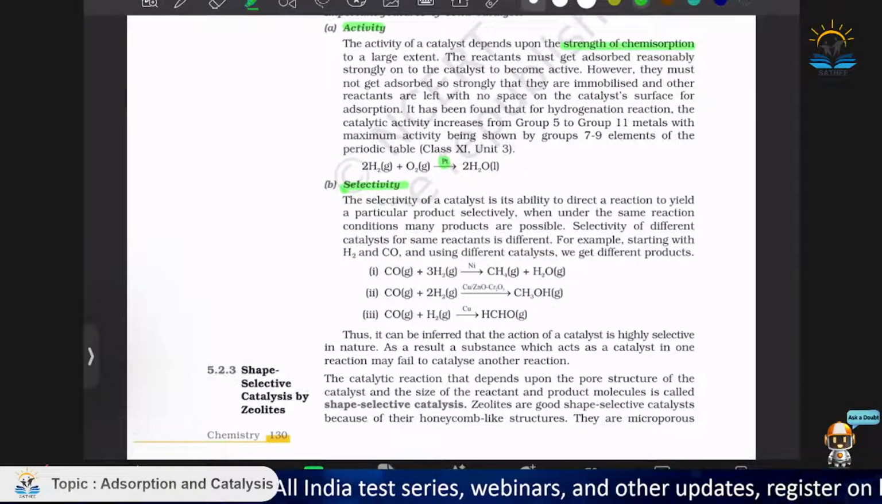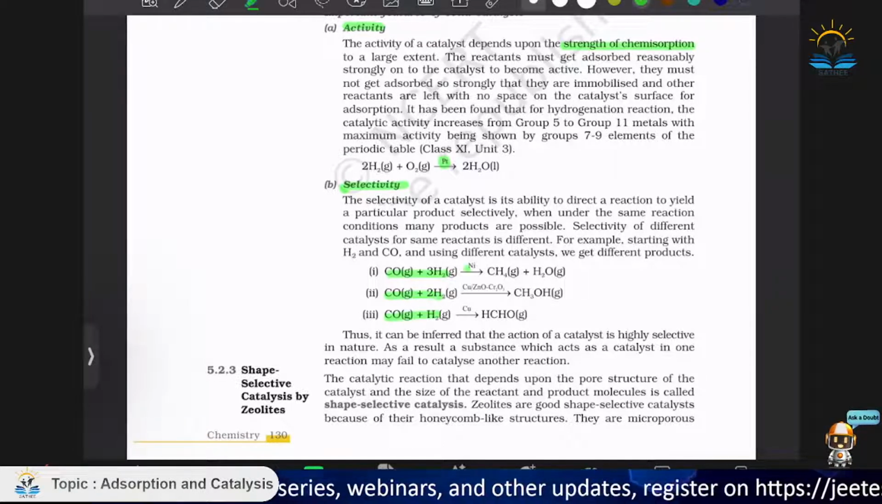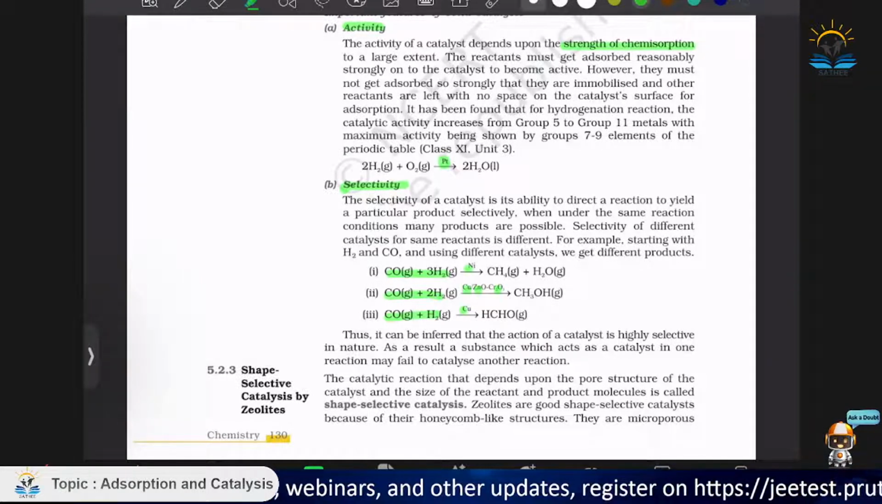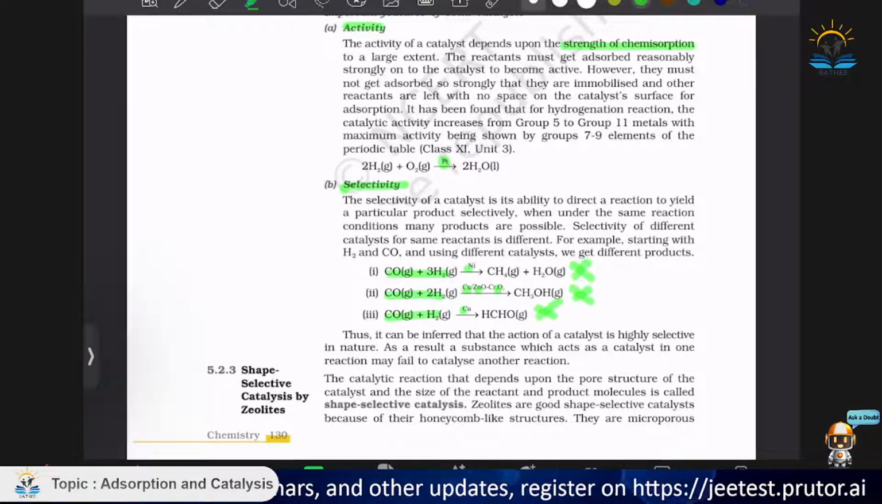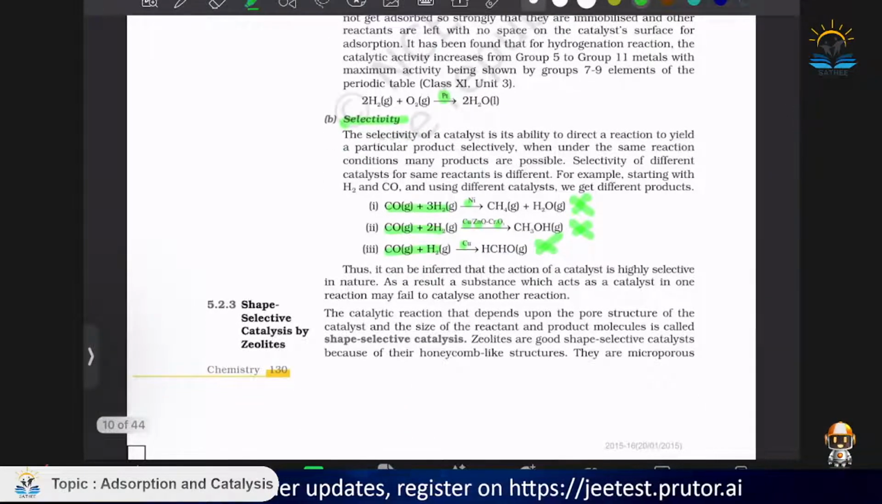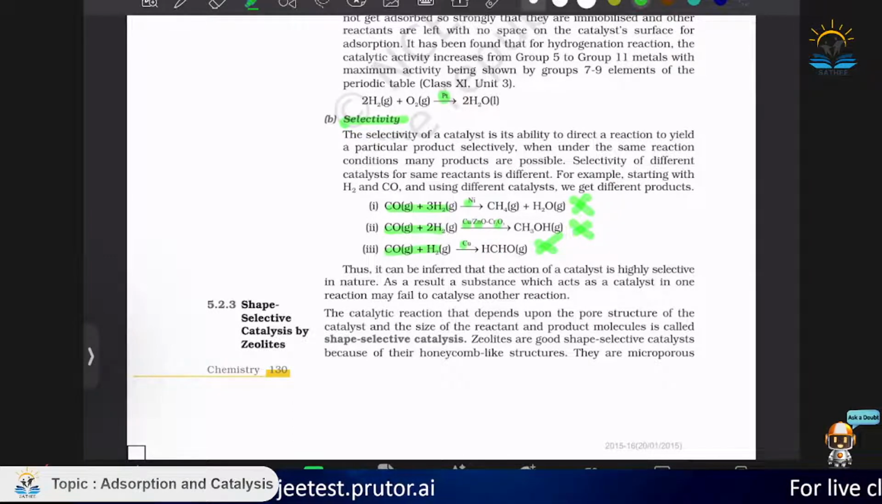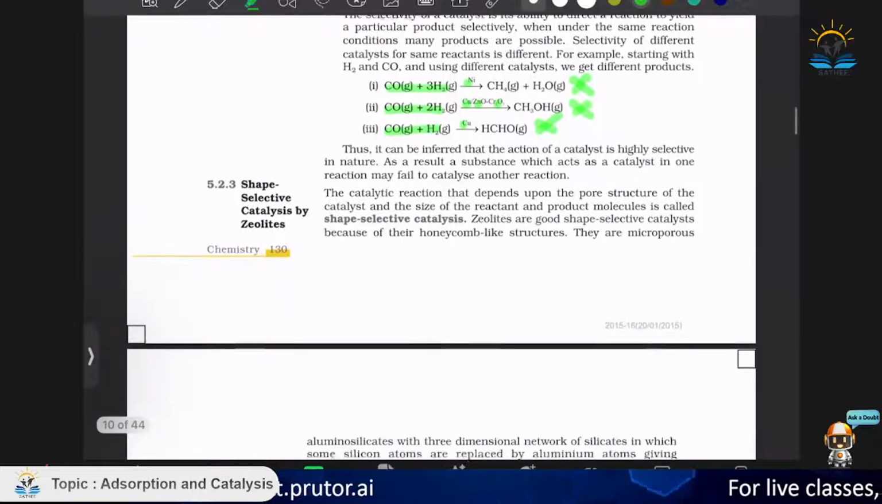For example, the same reaction with different catalysts produces different products. So each catalyst is highly selective to what kind of reaction it will catalyze and what kind of reactants and products it is going to interact with. Very simple basic points, just need to read it and the examples.